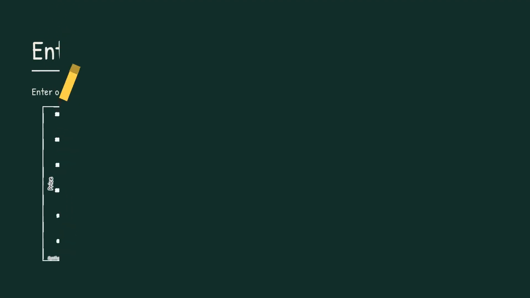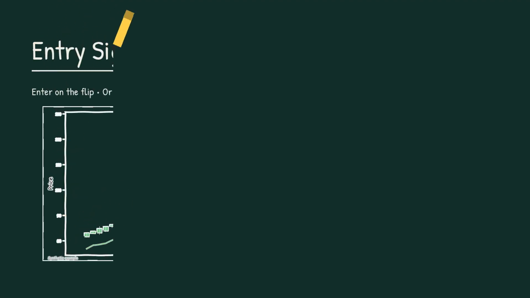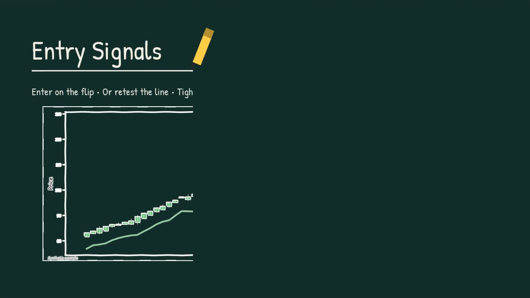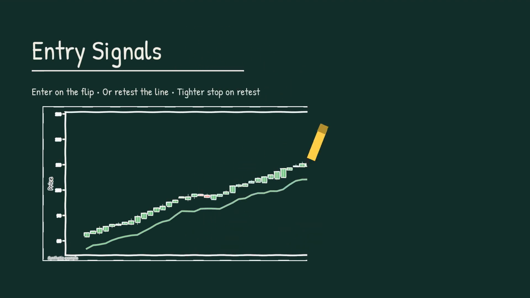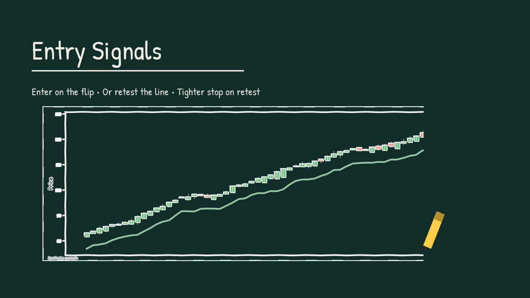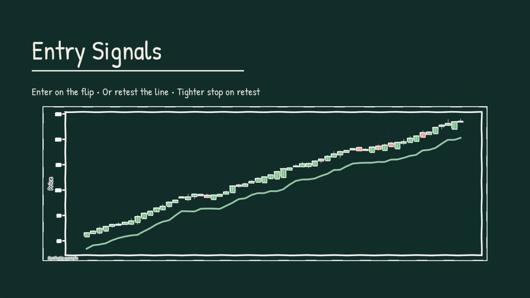The primary entry is the flip. On the bar that closes above the previous red line, the indicator turns green and a long signal prints. Aggressive traders enter at that close. More patient traders wait for the next bar to open or for a pullback to retest the new green line as support. That retest entry gives you a tighter stop and a better reward to risk ratio.